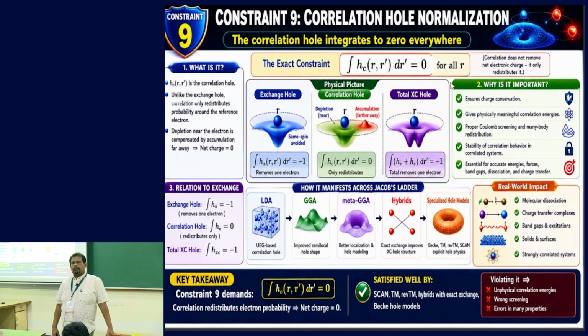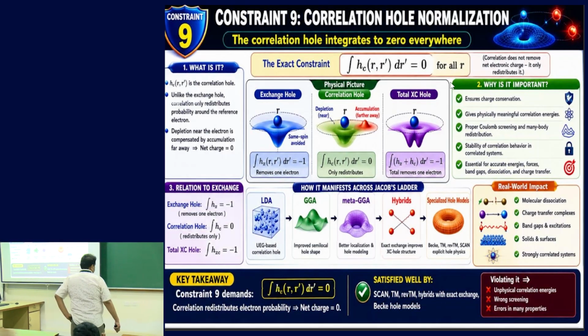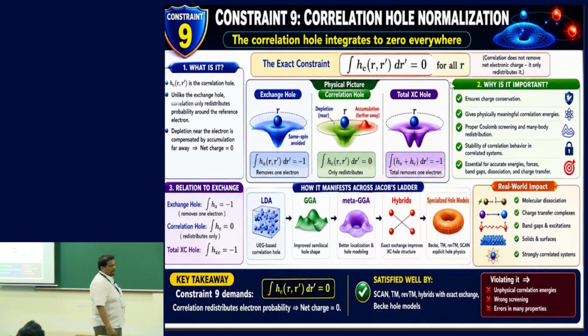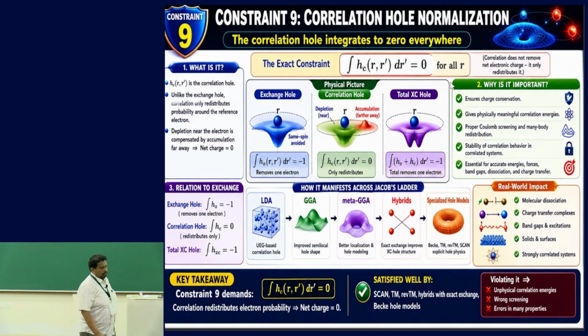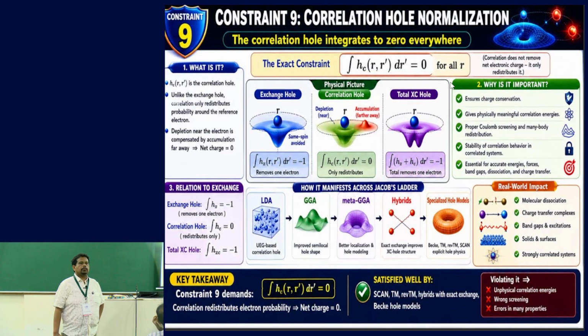So if there is an inhomogeneous system, and most systems are inhomogeneous, if you properly construct this exchange correlation hole and it satisfies all these things, then it will help with several things: whether you have dissociation, band gaps, Stokes shifts, photoluminescence, charge transfer. So it will be helpful in that way.